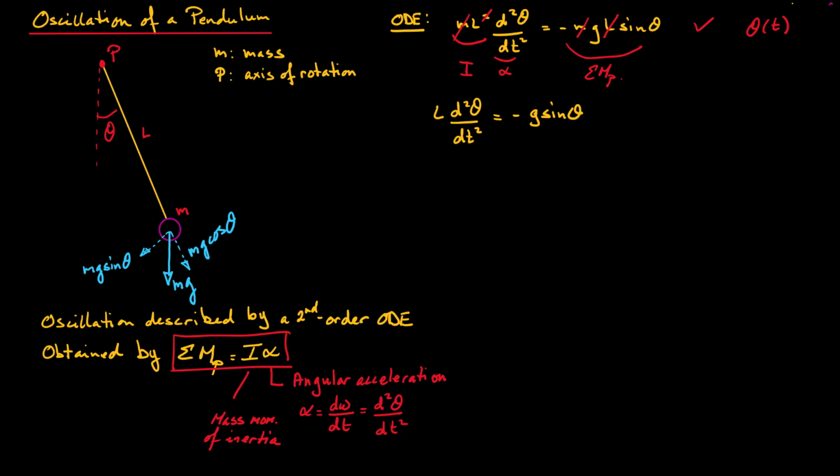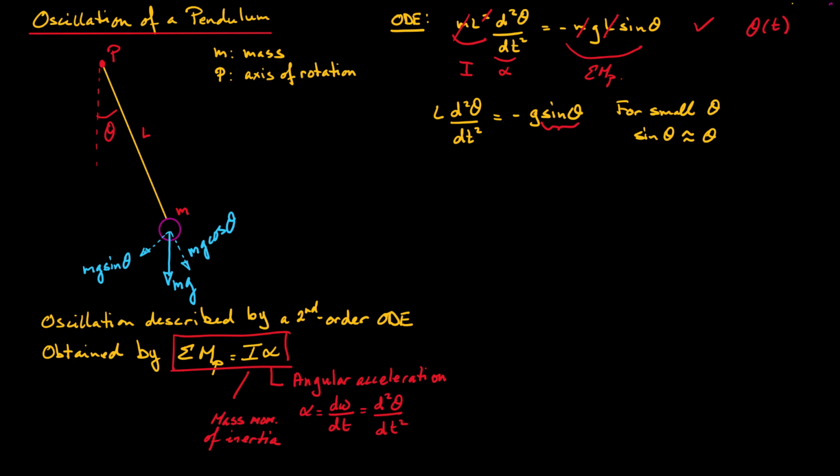Now recall that the methods we derived for second-order ODEs apply for linear ODEs. However, we have this pesky term over here, which is a nonlinear term for the dependent variable theta. We can linearize this term by noting that for small angles of theta, we can say that sine of theta is approximately equal to theta itself.